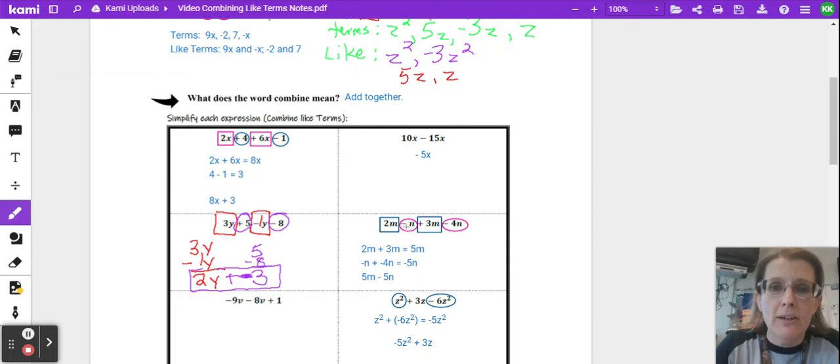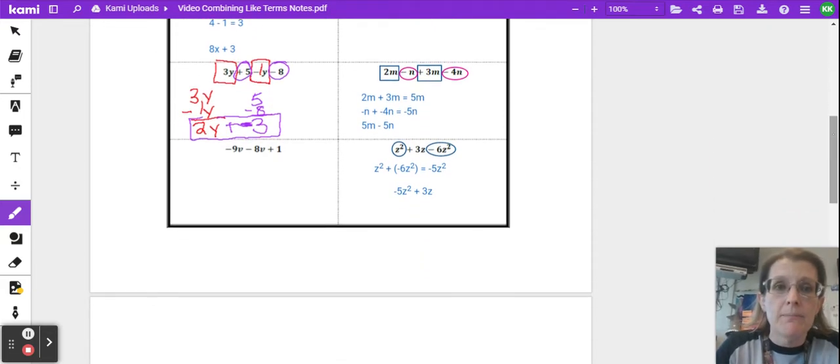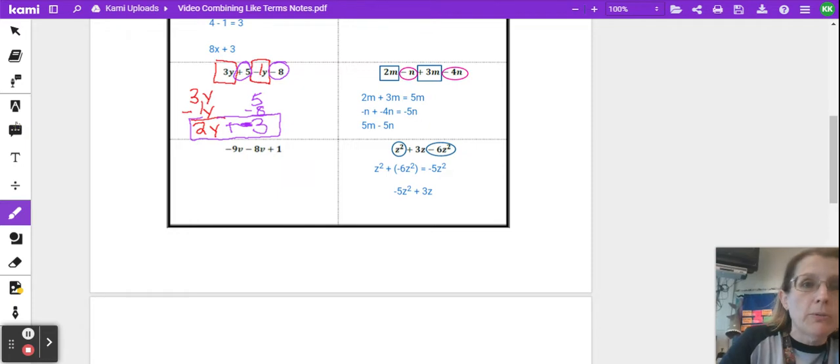And then I also have my n's. So the n's go together. So I have a negative 1n and negative 4n, and negative 1n's plus negative 4n's is negative 5n. So I cannot add those together, so I just list them beside each other. 5m minus 5n.